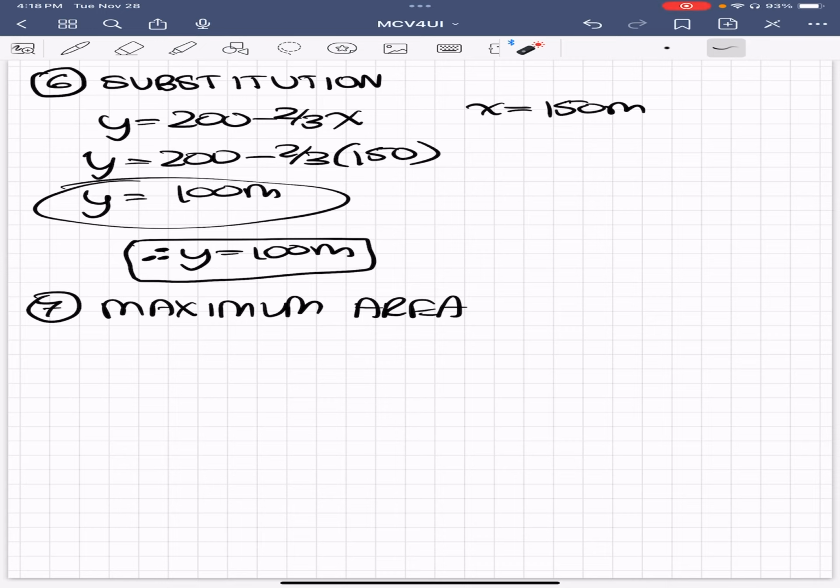And now we are going to find the maximum area, now that we have the dimensions of what x and y are valued at. We can use the function A equals 3y multiplied by x to find the maximum area of the pen, as the question states: find the maximum possible area of the pen.